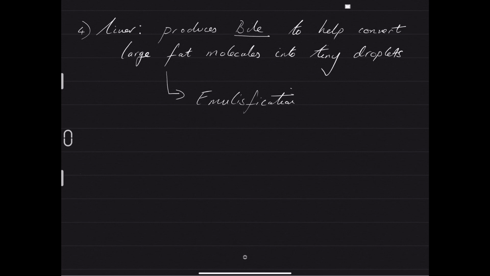So can you just put down, underneath the sentence, this is known as emulsification? The breaking down of large globular fat molecules into tiny droplets via the action of bile, which is produced by the liver.